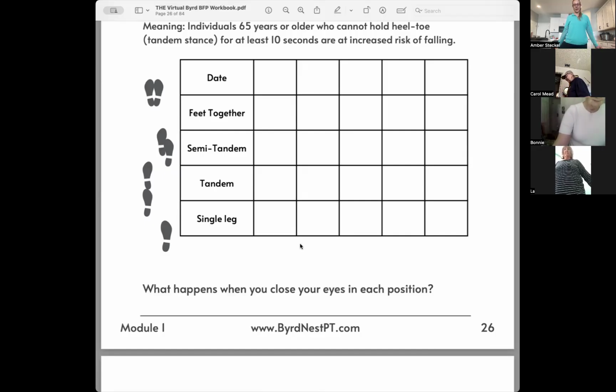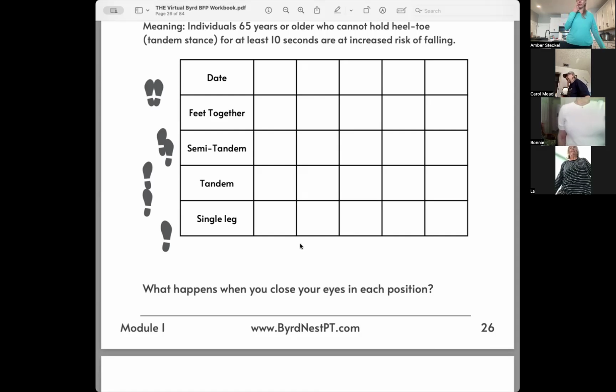Okay, last one, everyone's favorite, standing on one leg. Not unless I hold on to something. Yeah, I can do it if I have one finger on something. That's on the good leg. Let me try the bad leg.